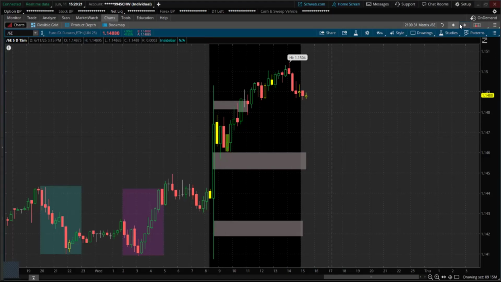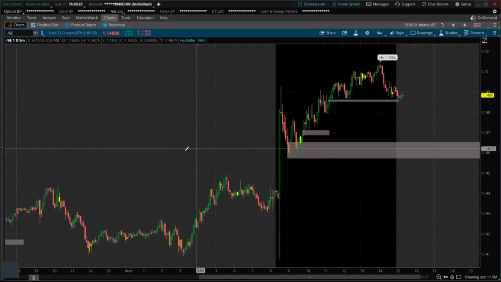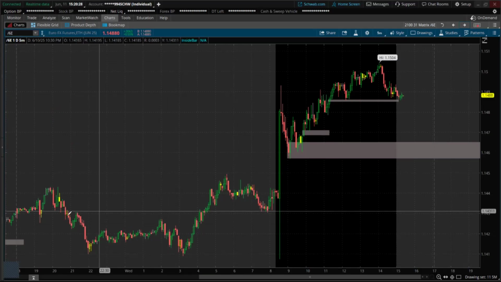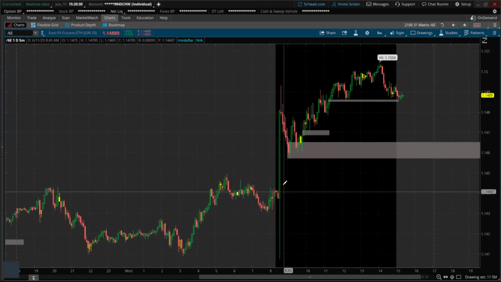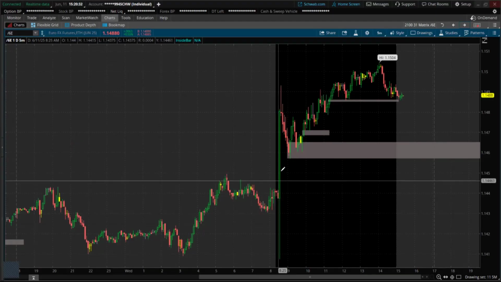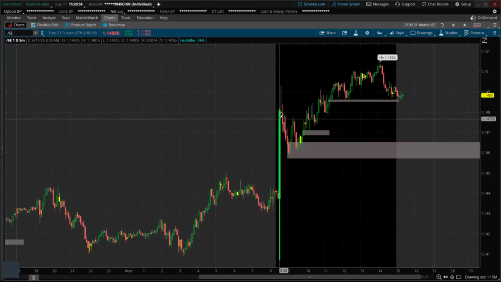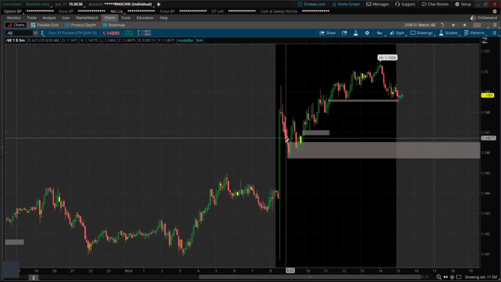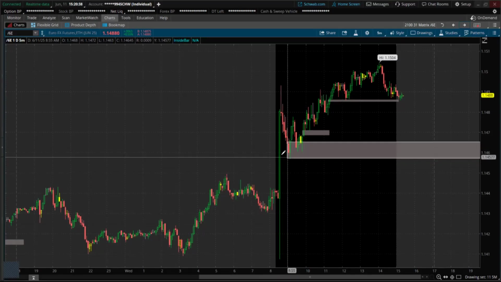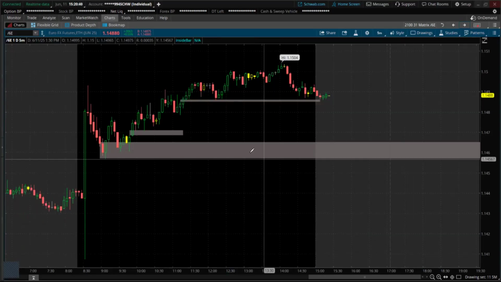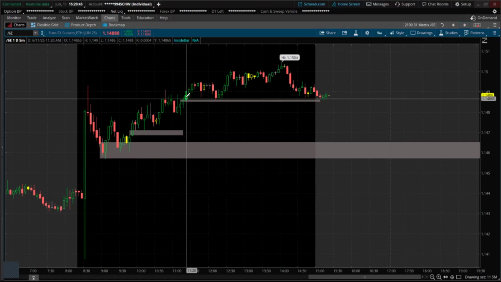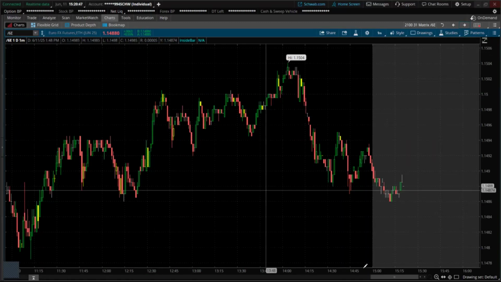Nice. Let's put it on a 5-minute. So you can see this was all overnight on the far left, Asian, London, and then the New York session right here, the 8:30 news. Huge spike. And did it continue? Nope, it retraced into this sweet spot. Nice. This was another key area I drew out. So let's put it on the 1 minute.